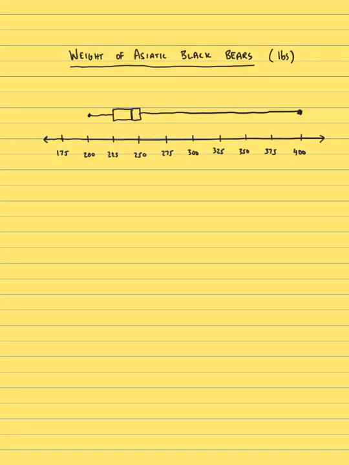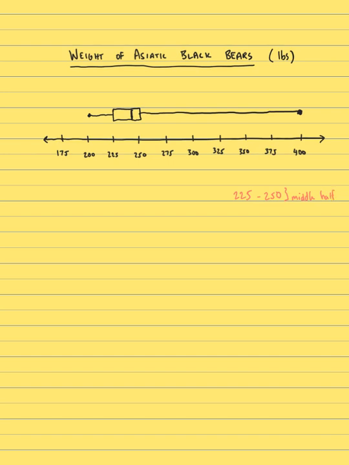So we'll just look at this one quickly, but here you see a box and whisker plot drawn for you. The title of the plot is The Weight of Asiatic Black Bears in Pounds. And you can quickly look at this and get a sense of the data. So the box goes from 225 to 250 pounds. And you can see that the middle 50% of the bears weigh between 225 and 250, which is to say about half of the bears, the middle half, weigh between 225 and 250.